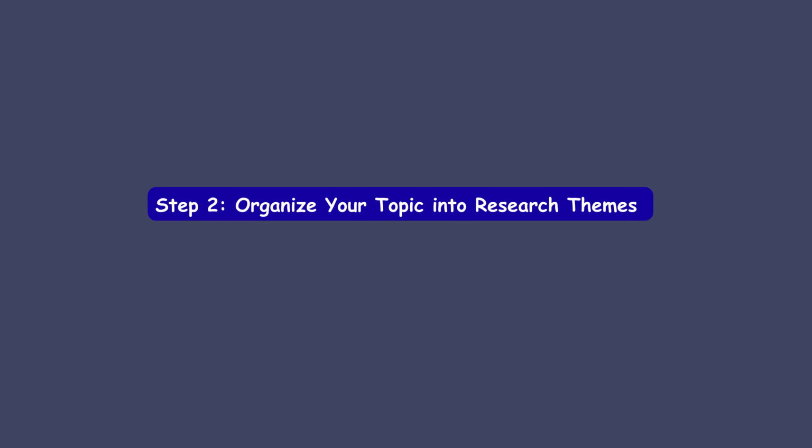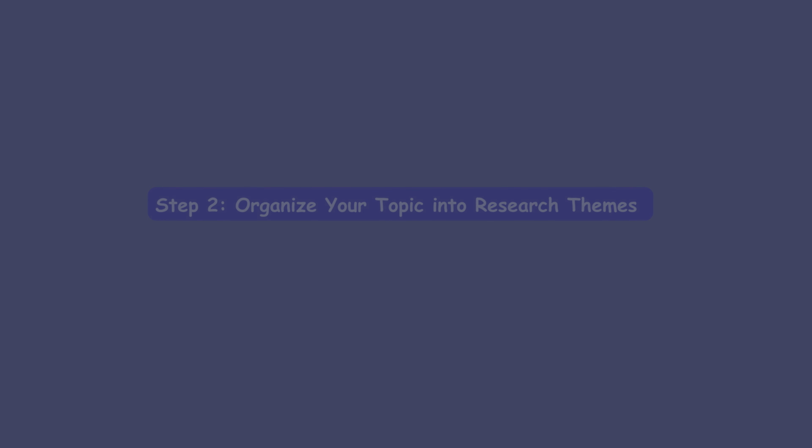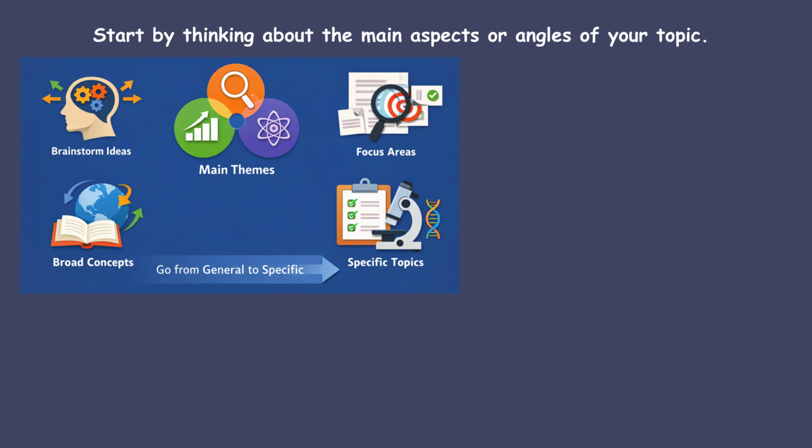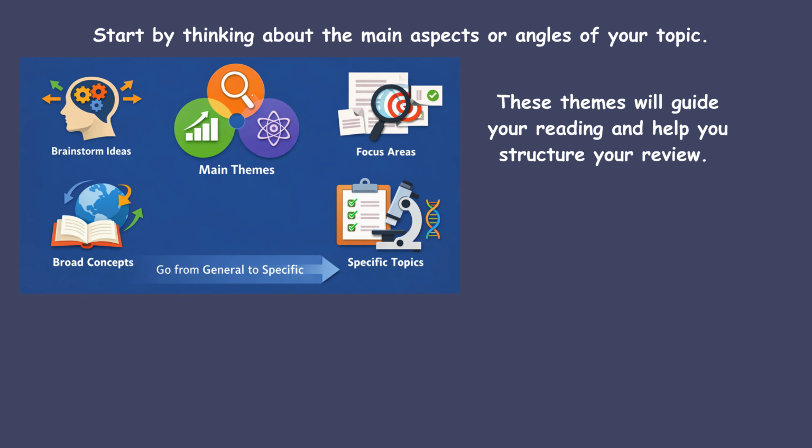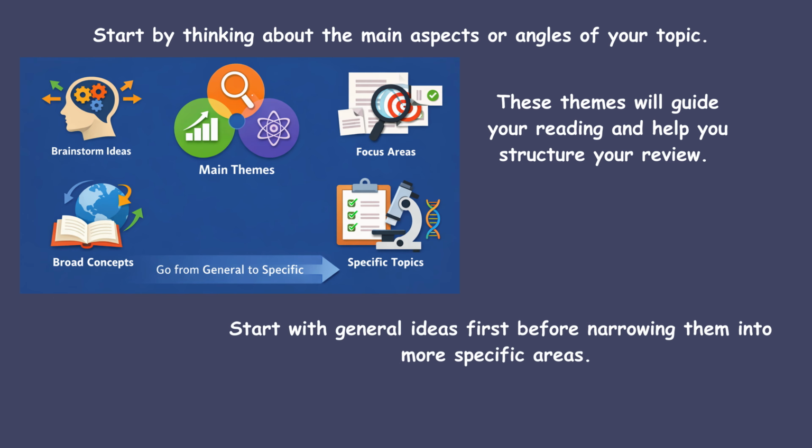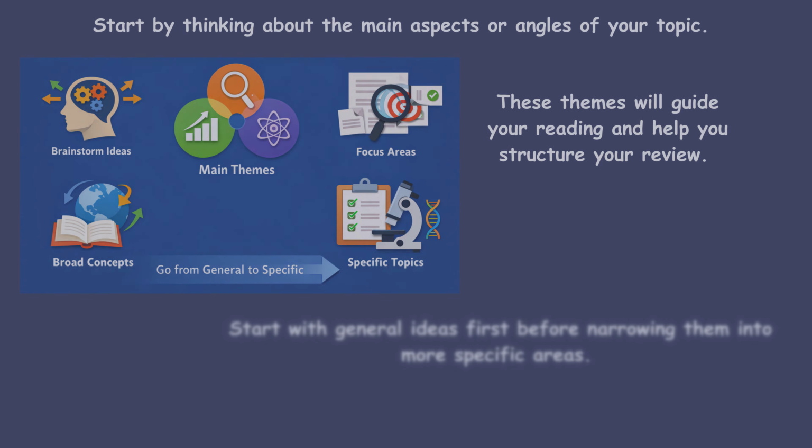Step 2. Organize your topic into research themes. Start by thinking about the main aspects or angles of your topic. These themes will guide your reading and help you structure your review. Start with general ideas first before narrowing them into more specific areas.